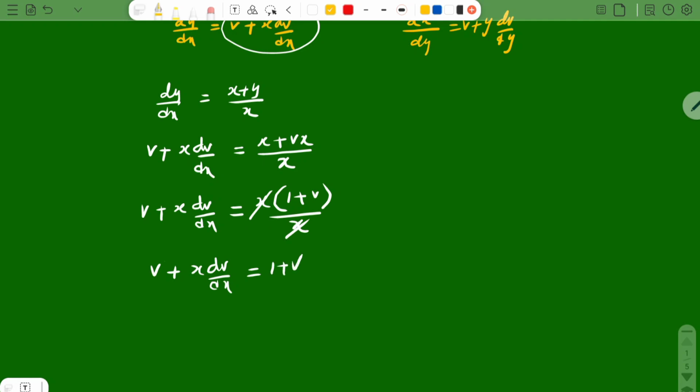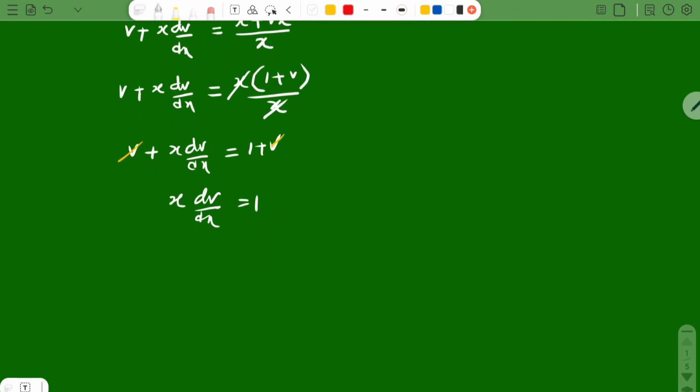We got v cancelling on both the sides. Still what was pending? Write the remaining x into dv by dx, which is equal to 1. Now we can separate the variables by cross multiplication. We have dv is equal to 1 by x dx. Here, after the same procedure like the variable separable method, we can use the variable separable method. So integrating both the sides, we got integral dv. Integral dv means v, which is equal to integral 1 by x dx, which means log x plus c.